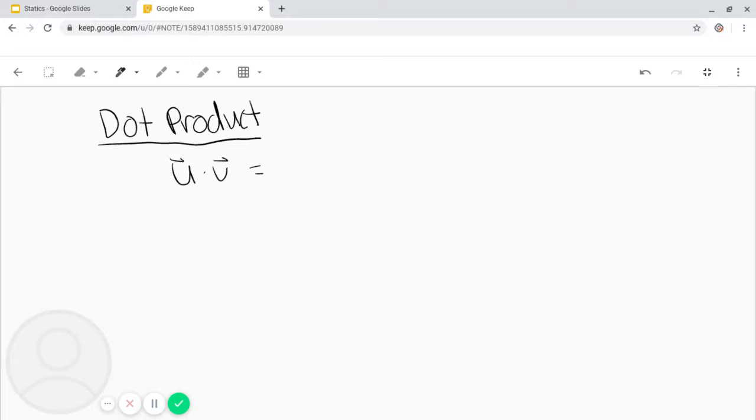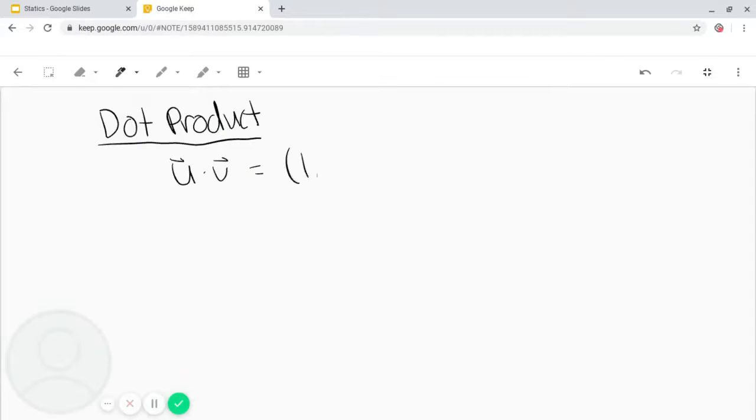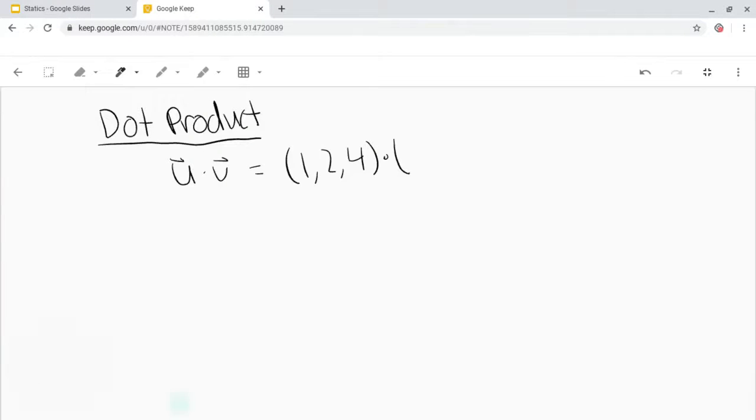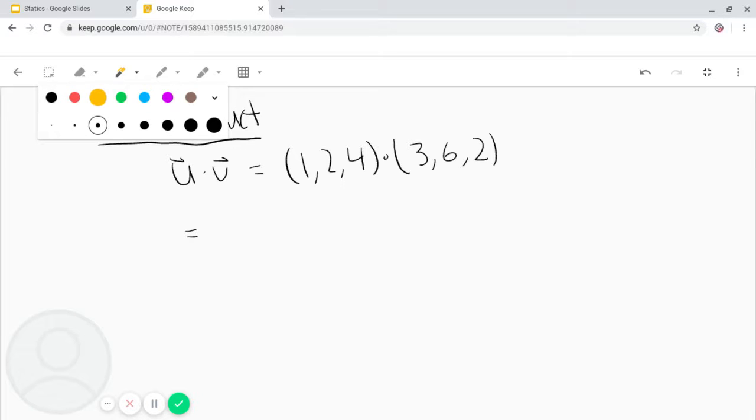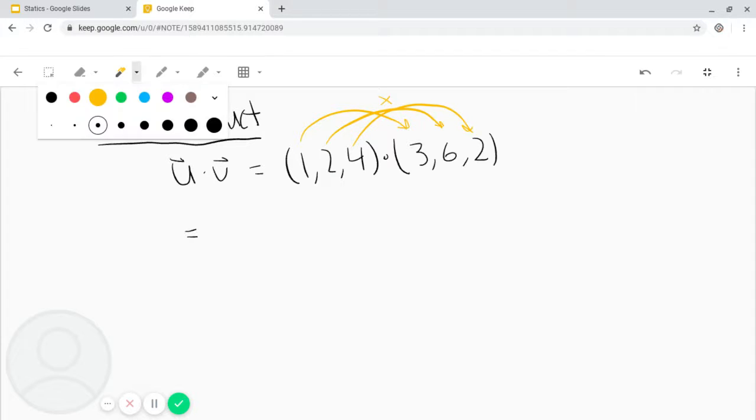And these are both vectors. And u is 1, 2, 4. And v is 3, 6, 2. So then all we have to do is multiply the components. And then add them. So we'll do that now.